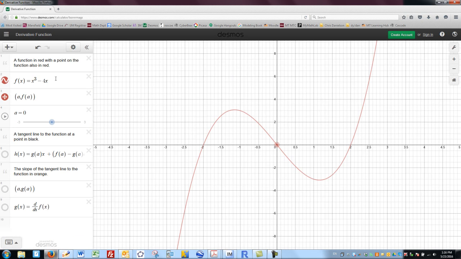And what you see here is a function in red with a point on the function, also in red. You can control that point by just controlling this slider, and you can see the point follows the function everywhere. Now the way I've made this is that you can highlight and bring into view some other things that have to do with the function.